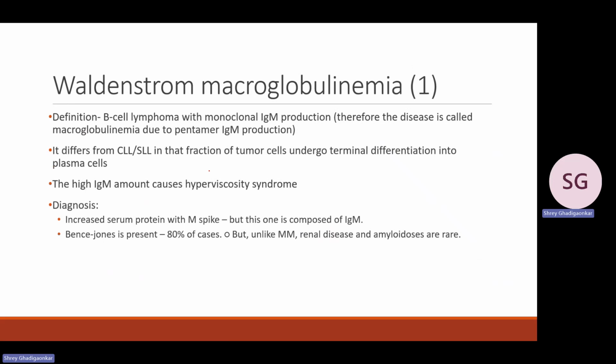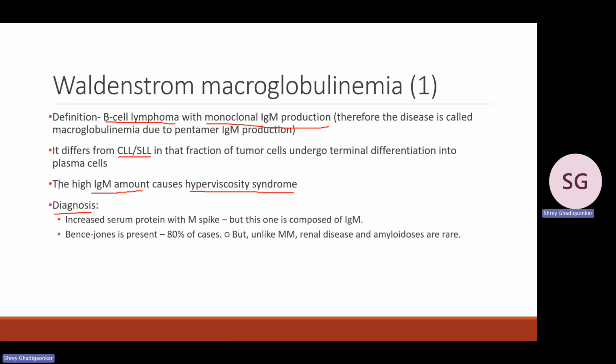And then you have Waldenstrom's macroglobulinemia. It's defined as a B-cell lymphoma, so this is different from the others in that it's actually a lymphoma. You have monoclonal IgM production, and therefore the disease is called macroglobulinemia because the IgM molecules are pretty big. It differs from CLL in that a fraction of tumor cells undergo terminal differentiation into plasma cells. The high IgM levels lead to what is known as hyperviscosity syndrome. We will talk about hyperviscosity syndrome in the next slide.